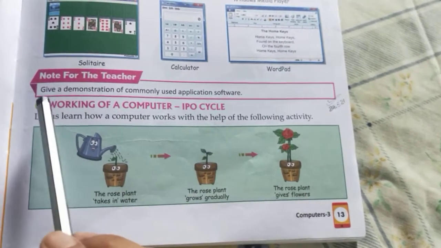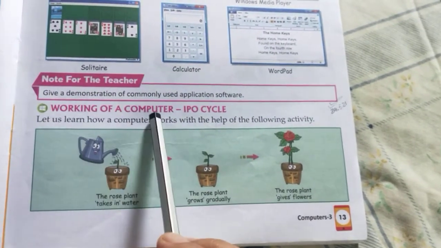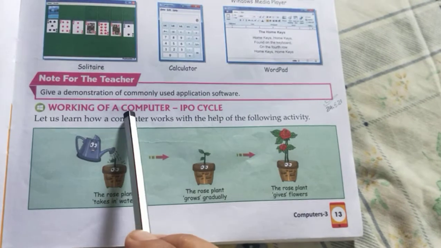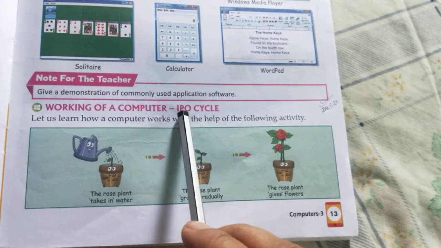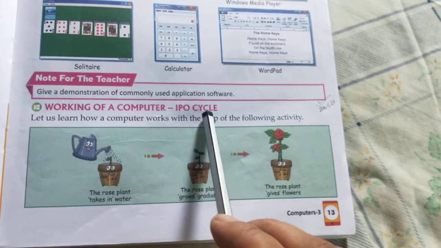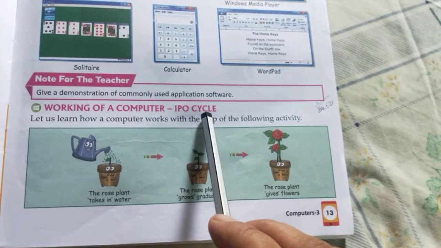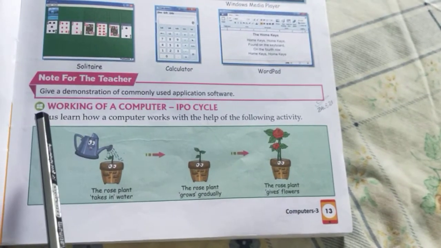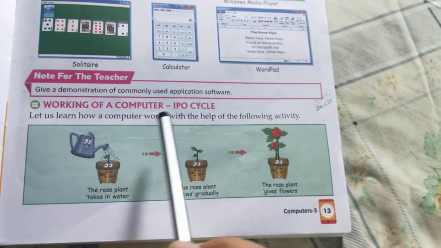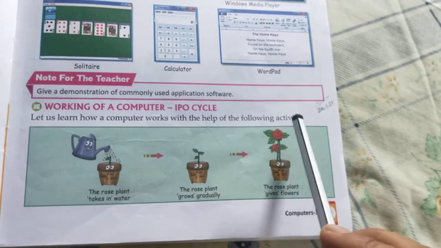We'll be starting with a new chapter, a new topic today, which is the working of a computer, which can be explained by the IPO cycle. What is the IPO cycle? We'll learn about that today. Let us learn how a computer works with the help of the following activity.